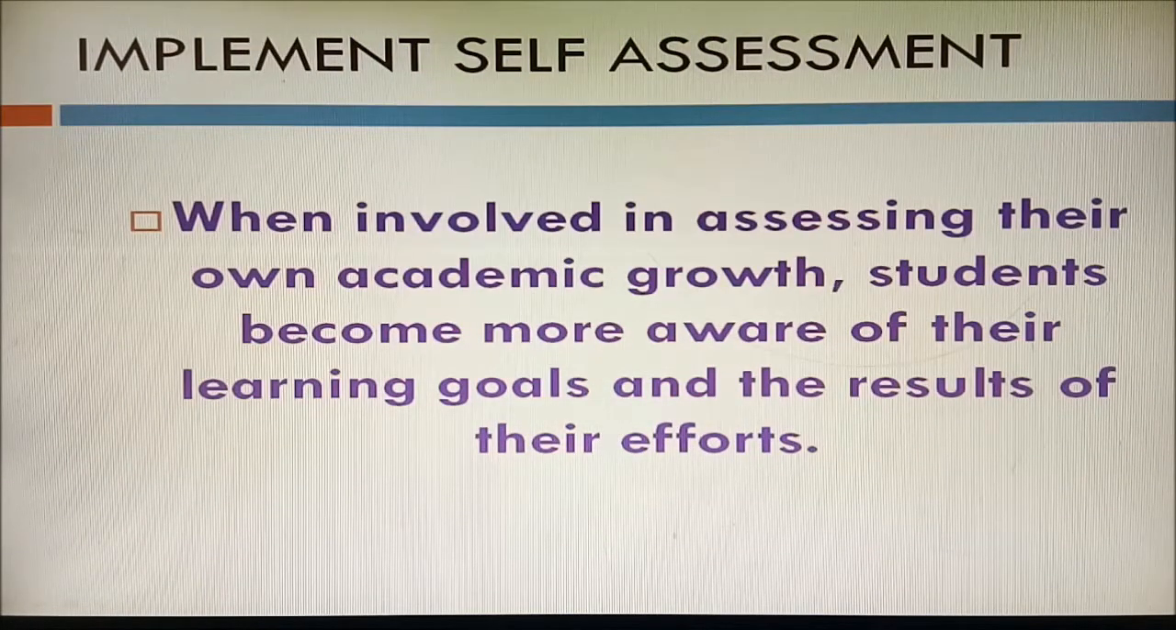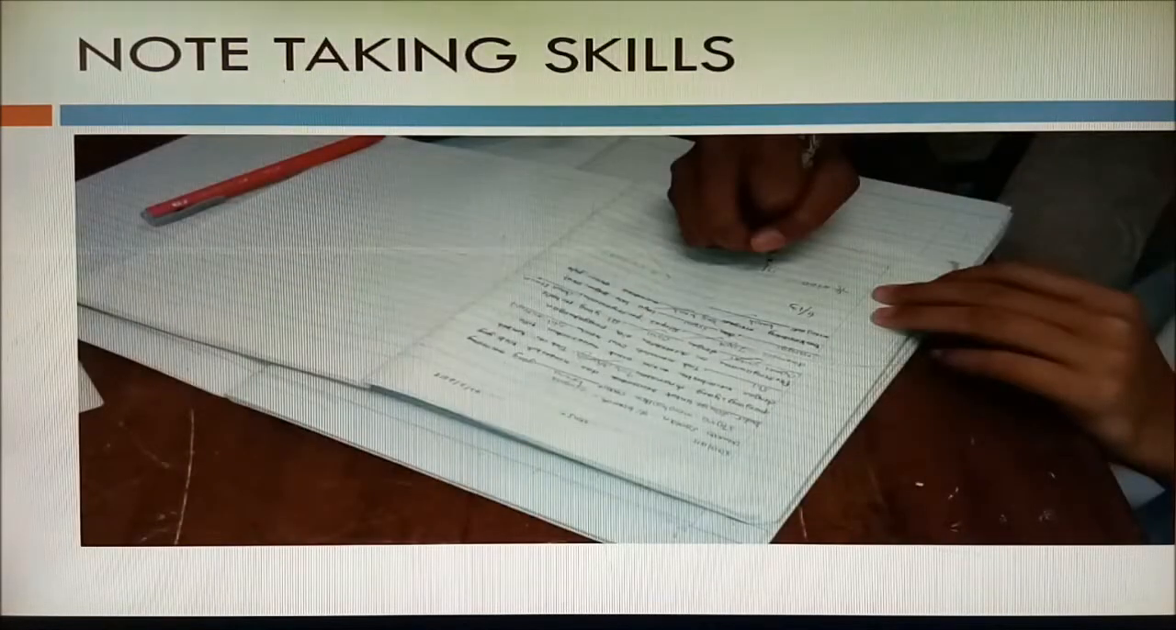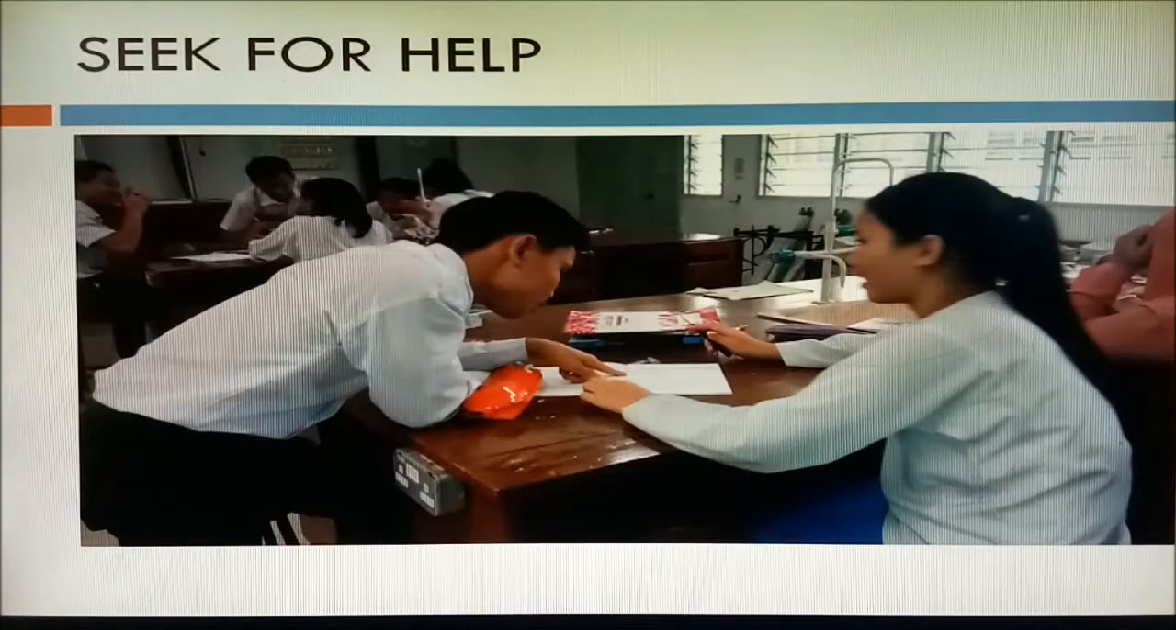Implementing self-assessment. When involved in assessing their own academic growth, students become more aware of their learning goals and the result of their effort. Self-reflective learning. Encourage self-reflective learning, which encourages students to explore the understanding of how they learn, as also cited by Paris and Paris in 2001 and Williams et al. 2002. This is another metacognitive activity which allows the students to take notes with exactness of what they have learned or what they have read. If the students are unable to do something or they are stuck in the job, they can seek help. This is also related to metacognition.